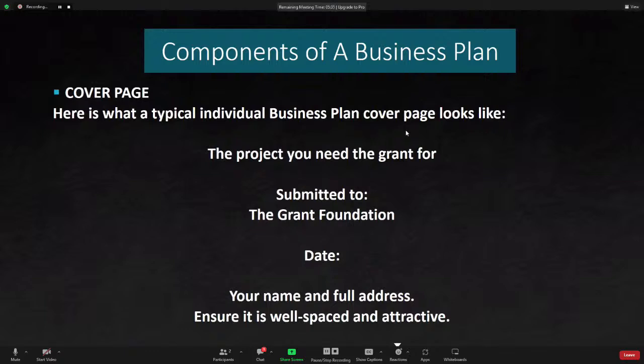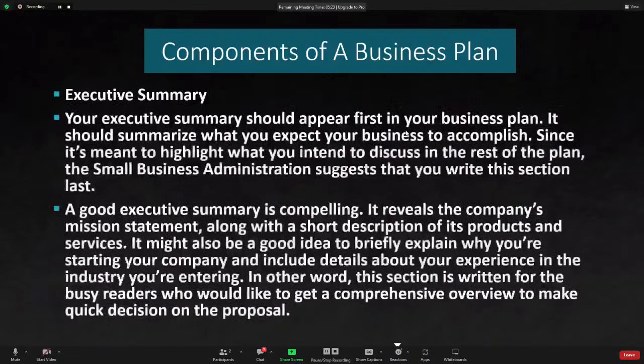Dated this day, Friday, 2nd February 2023. Then you have your name and full address. Please ensure it is well spaced and attractive. All right, so next is the executive summary. The most important thing, executive summary.